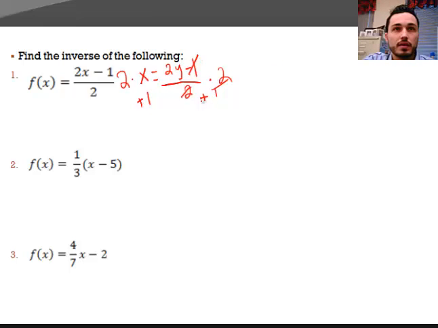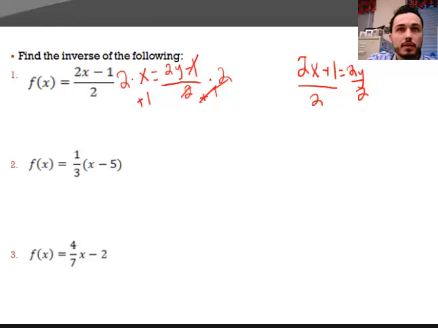Okay, so that'll cancel that. And now, right at what we got here, we've got 2x plus 1 equals 2y. And then the last step there is to divide the whole thing by 2. And so then my answer officially is f inverse of x equals all that mess, which is 2x plus 1 over 2.